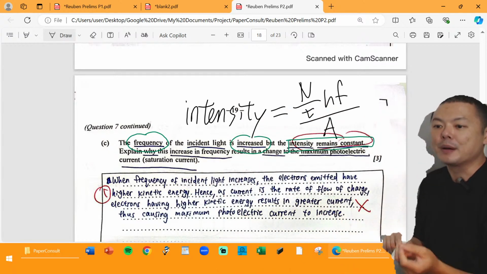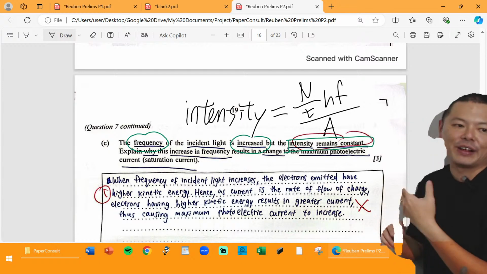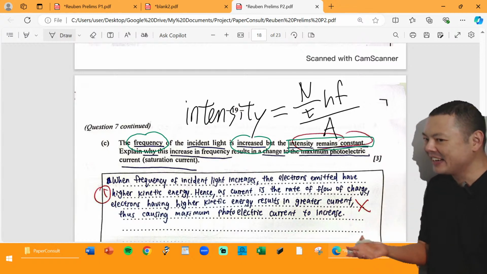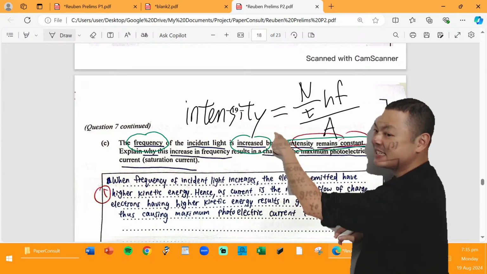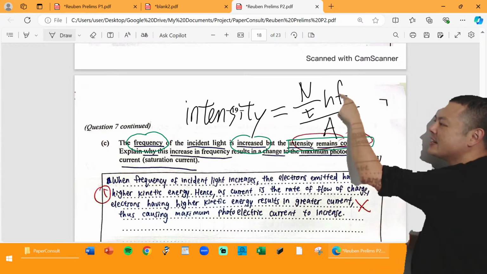Okay, correct. But is that what they're asking for? Not at all. Right or not? So you're completely missing this part. They're completely missing this part, where I say that when the frequency increases, the rate of photons decreases.